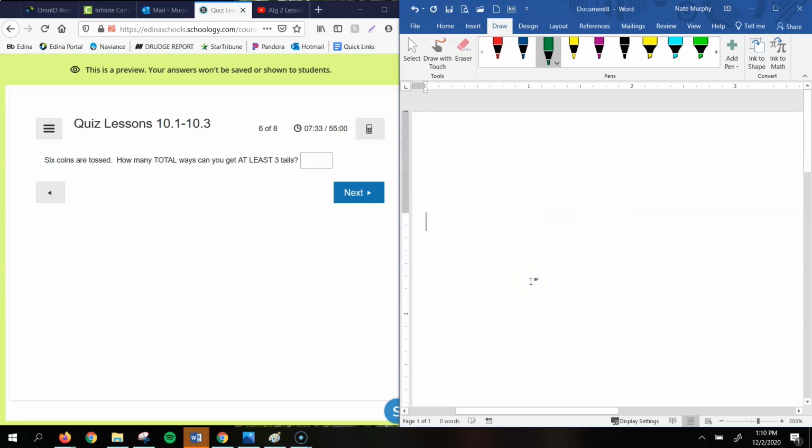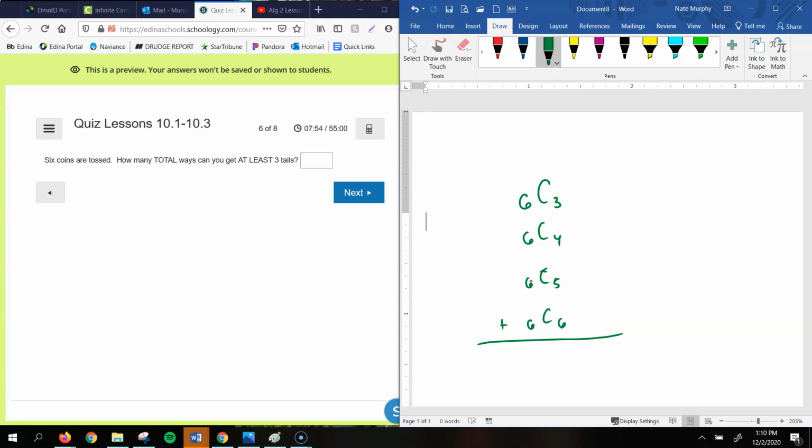All right, so this one, 6 coins are tossed. How many total ways can you get at least 3 tails? So that means if we have 6 coins, we could have 6 choose 3, 6 choose 4, 6 choose 5, and 6 choose 6, and we're going to add those all together.